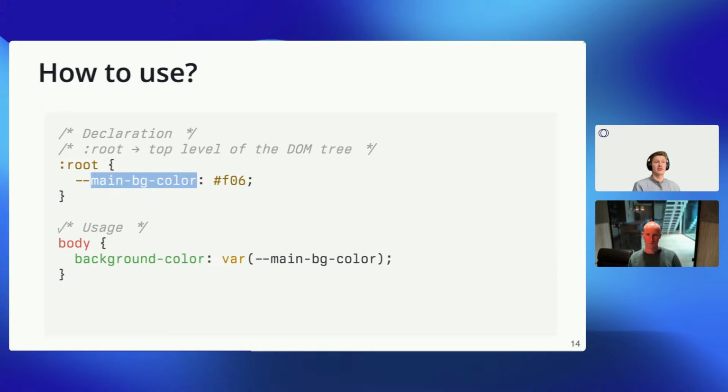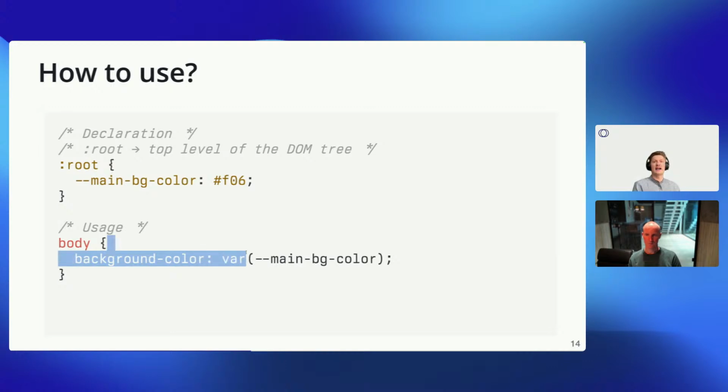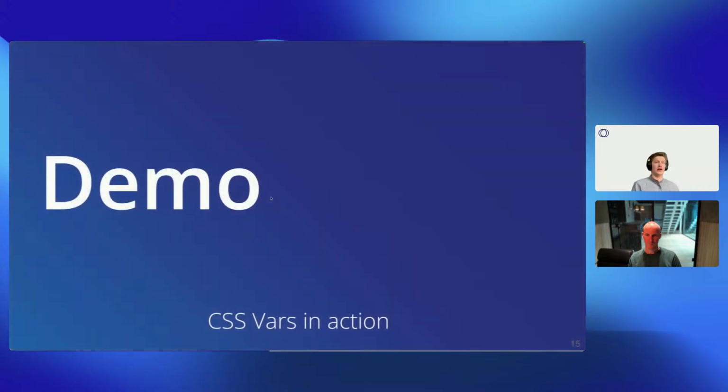And then if you want to use it somewhere, so actually do something with it, here, for example, on the body, we can do background color, and then we have to pass this variable, so again dash dash name, to the var function. So it's a function, really. We can't use it immediately. We always have to use the var function around it. And then we apply it easily. All right, enough theory. Let's take a look at how this works in action.